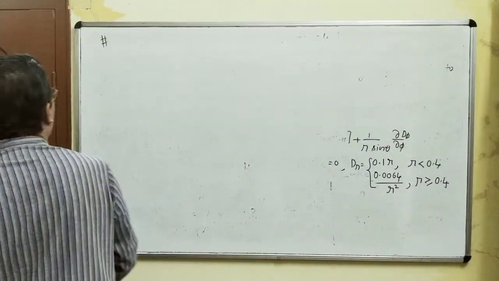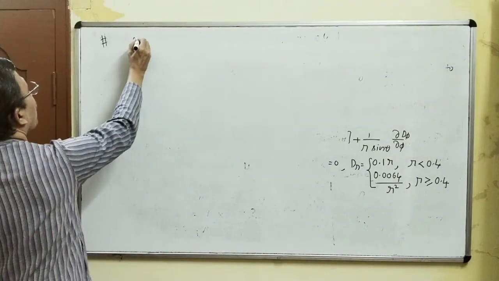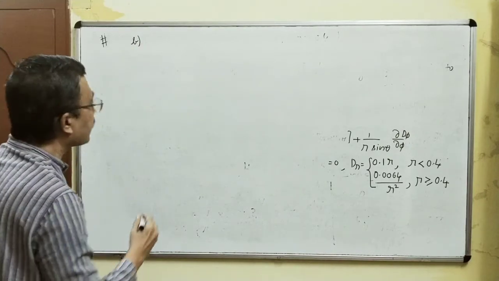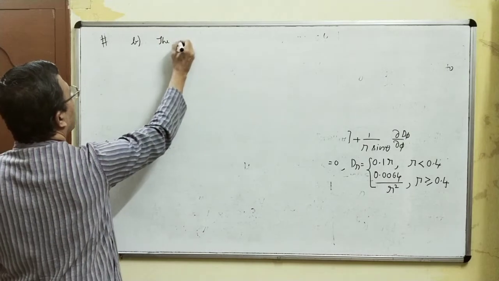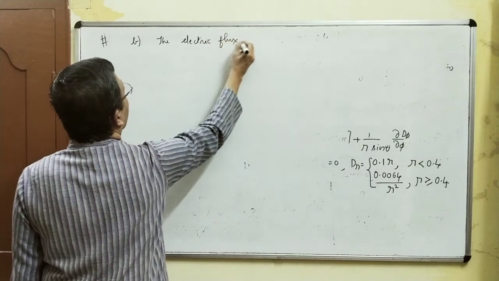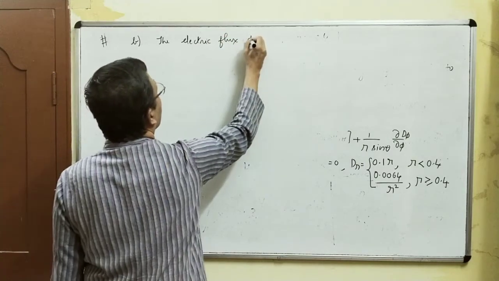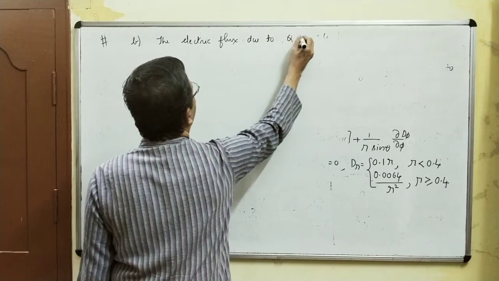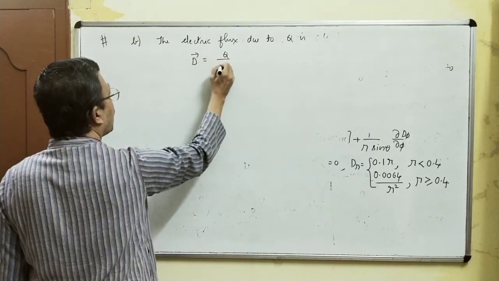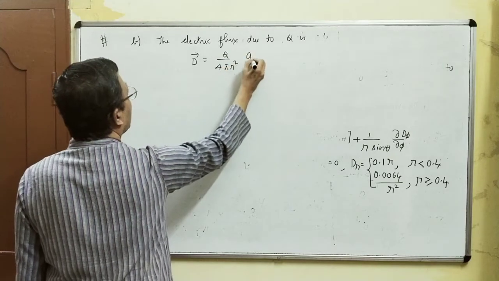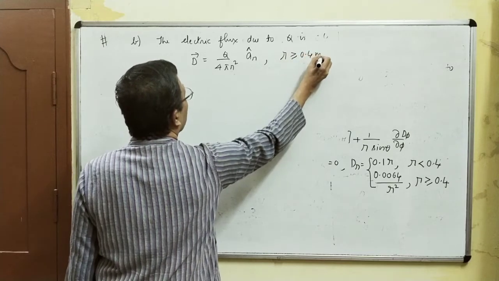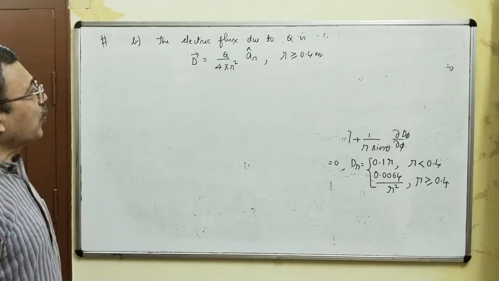Now we'll go to part B. The electric flux density due to Q is vector D equal to Q divided by 4 pi r square into ar cap. Here r is greater than or equal to 0.4 meters.